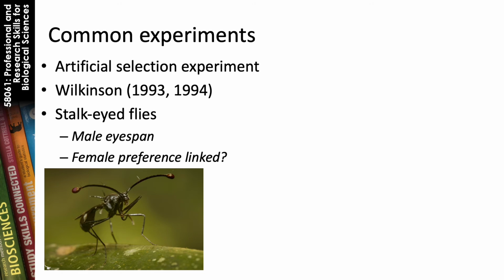Wilkinson carried out a set of very famous experiments on stalk-eyed flies. And they have these wonderful kind of eyes on the end of these kind of crazy, crazy stalks. The reason we think the males have eyes on stalks is because females prefer males with long eye stalks. And according to theory, what should happen is that over time, the male trait of having eyes on stalks should become genetically linked to the female preference, i.e. they occur on the same chromosome.